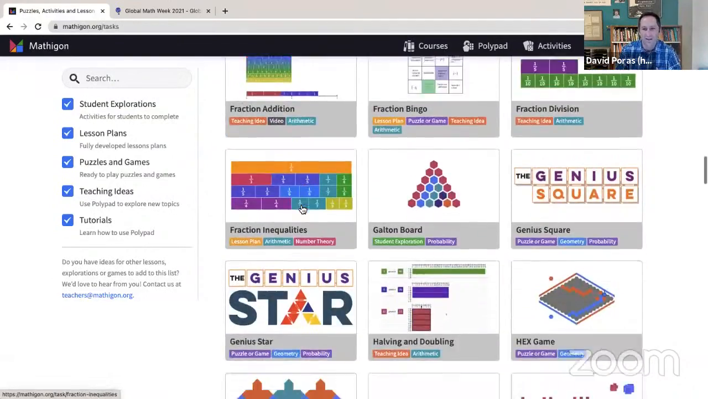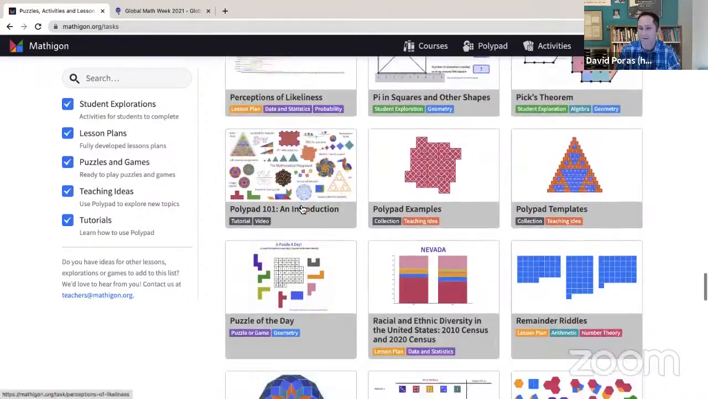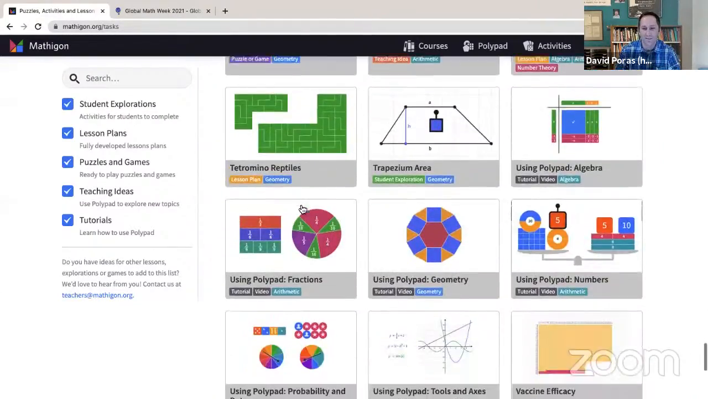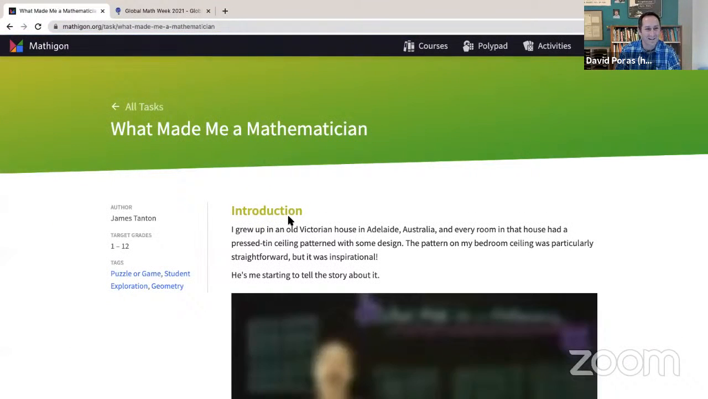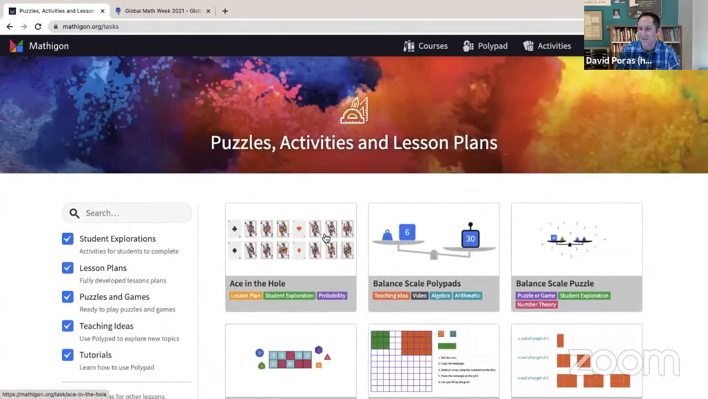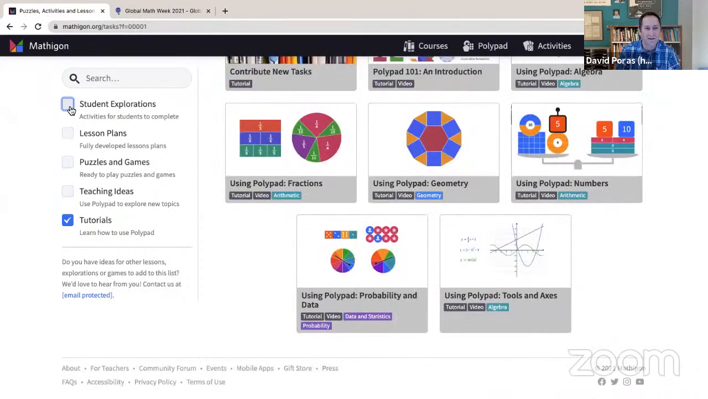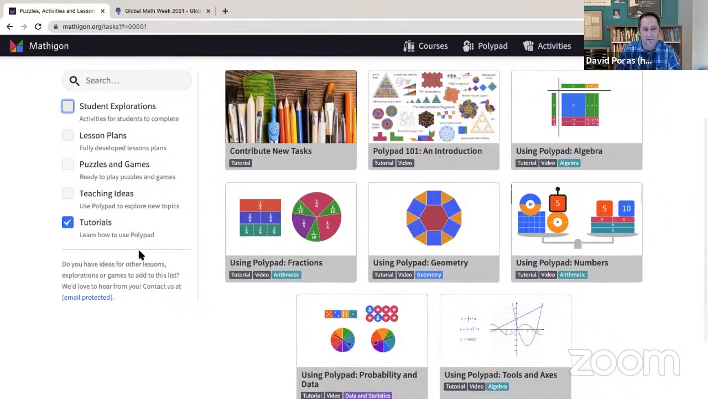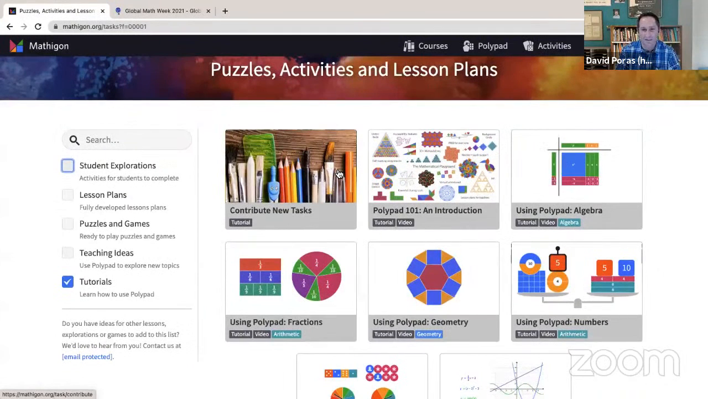There's one, in fact, all the way at the bottom because it's in alphabetical order, no slight to our guest speaker, called What Made Me a Mathematician? There it is, by James Tanton. So if you're interested in exploring how James became a mathematician, you can go check out that task. And finally, for some tutorials on how to use Polypad, if you select just tutorials on the left, you can find a number of tasks that will tell you how to use Polypad. That is my quick overview of Mathagon.